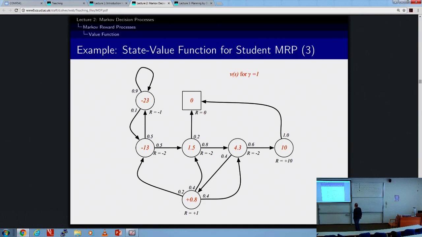Okay? So, for example, take this state. If I'm in this state, there's only one way out of this state. And that one way out of this state puts me to sleep. And that particular episode has total reward 10. That's why this guy has 10. But why does this have 1.5? Can anybody tell me?